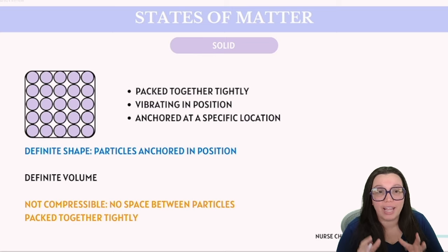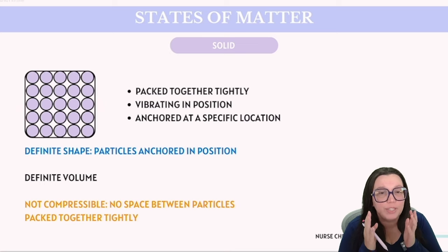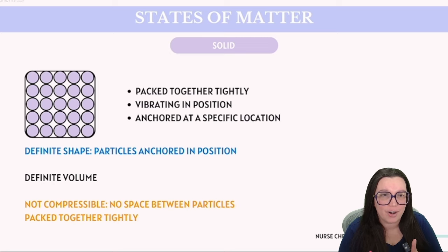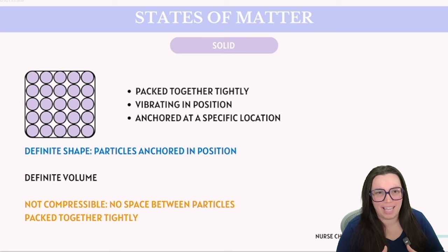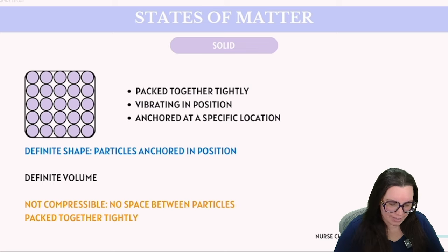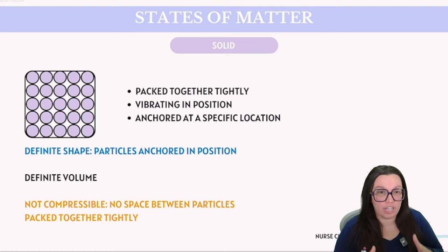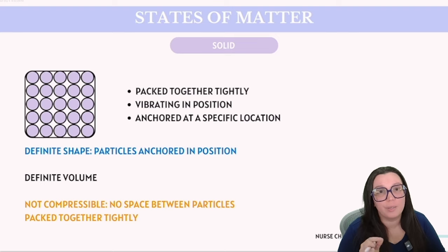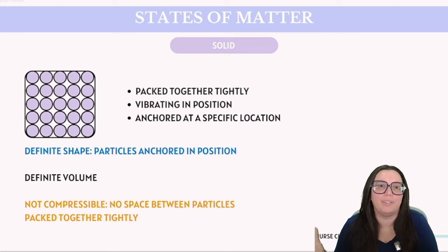However, these particles are anchored to one spot. They're not going to wander to new locations. They're going to remain fixed in the location they are, always vibrating and always wiggling. This microscopic behavior directly influences the macroscopic characteristics of solids. For example, solids have a definite shape, like we talked about before, and that's because these particles are fixed in their specific locations. To alter the shape of a solid, such as a cube, the particles composing it would need to relocate. So an example of this could be a brick building, for example.